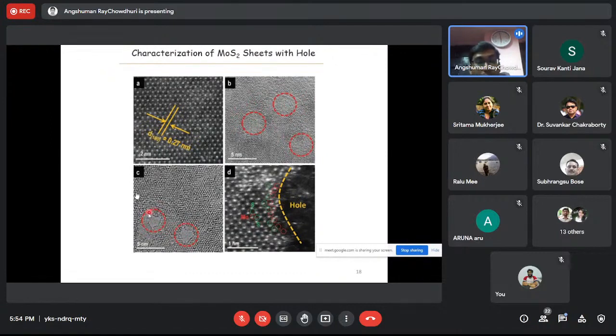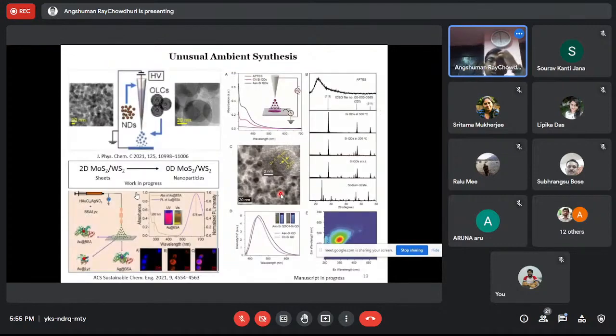Beautiful holes are produced, and some molybdenum-rich material is obtained, and that molybdenum-rich material is producing very interesting things. They produce some reactive oxygen species in water, and that can be used for bacteria inactivation or water purification applications. So now coming to another work.